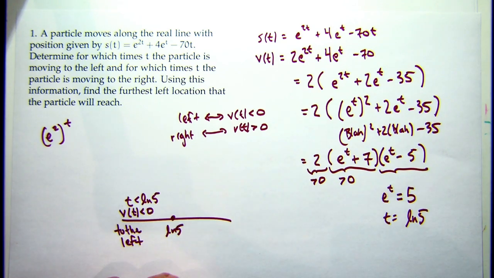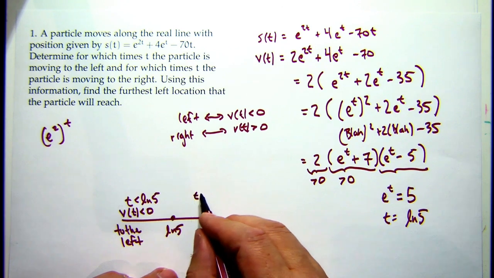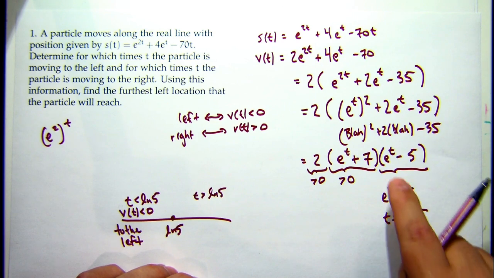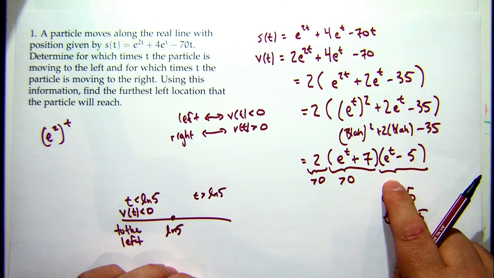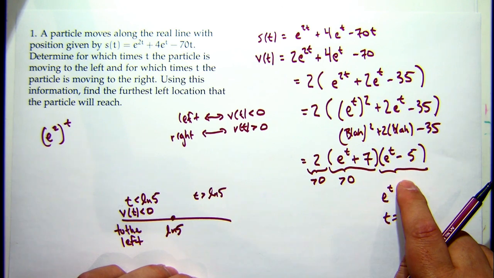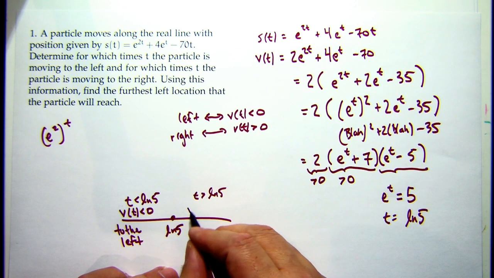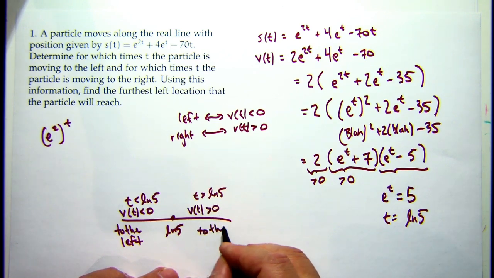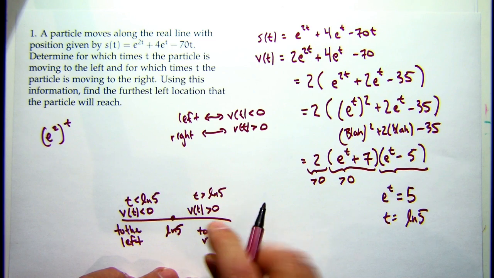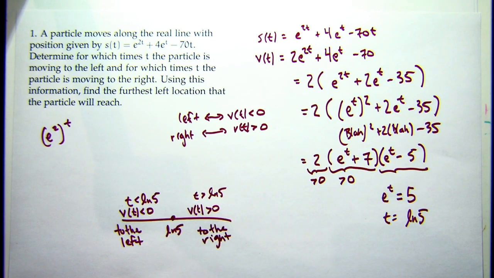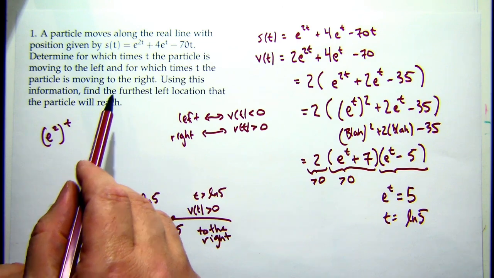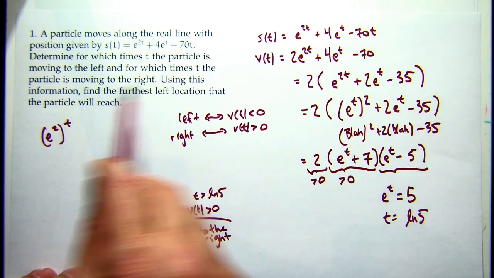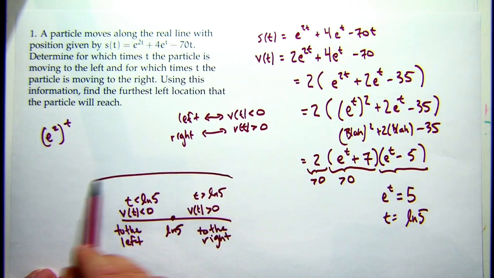There's a second round to that song. If I'm above log 5, pick a number above log 5. Like a million. E to the million is big. Minus 5 does nothing to it. So what is velocity? Positive or negative? Positive. So I'm to the right, to the right. When velocity is positive, I move to the right. Okay, so I've answered questions. I know when the particle moves to the left, when I'm below log 5. I know when I move to the right, when I'm above log 5.